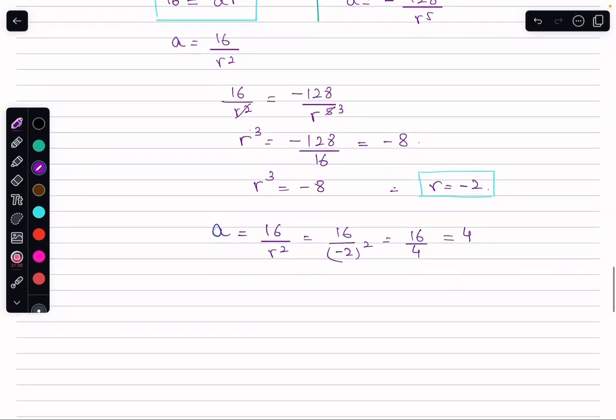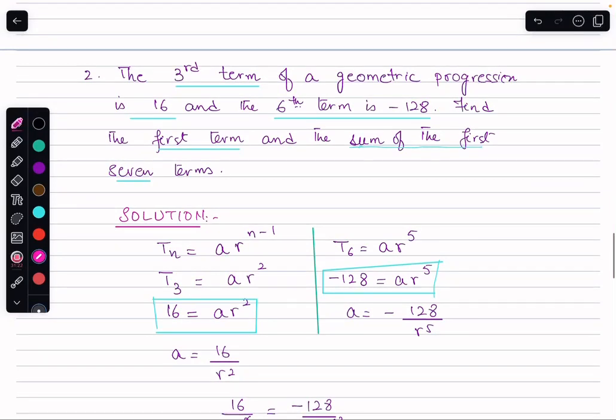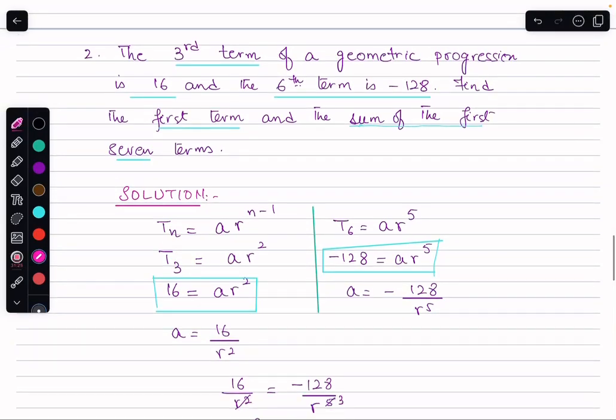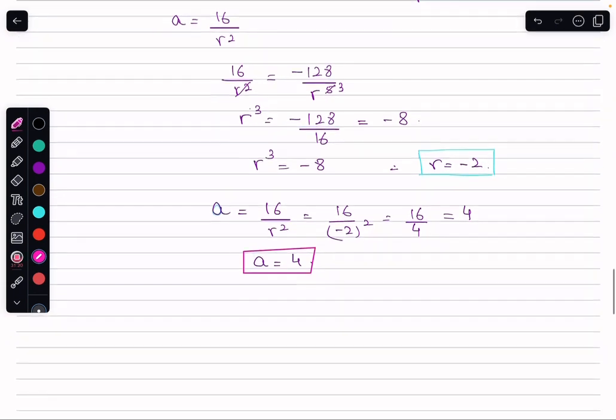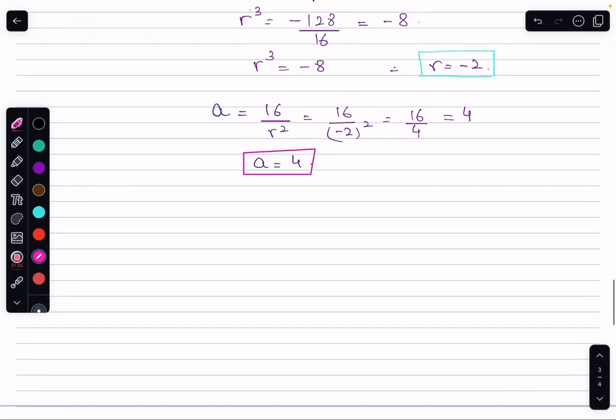So I have my a value, which is equal to 4, and this was something which was asked in the question. So my a comes out to be 4 here. The next thing that the question is asking is the sum of the first 7 terms. I can see that my r is negative 2, so I will use the formula for Sn, which is equal to a times r to the power n minus 1, divided by r minus 1.